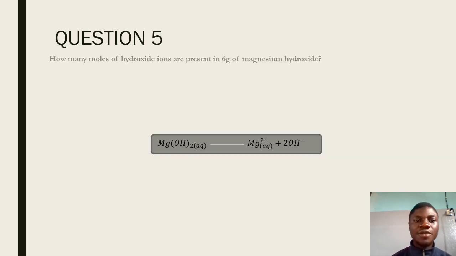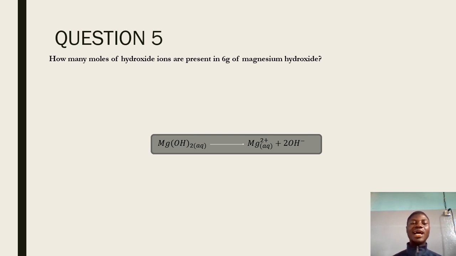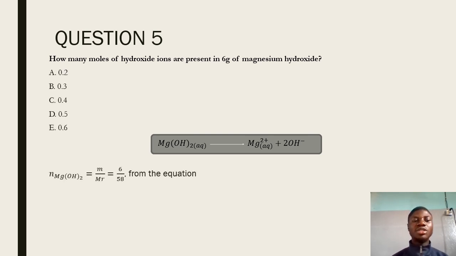We move to question 5. Question 5 says, how many moles of hydroxide ions are present in 6 grams of magnesium hydroxide? Now, the first thing for us to answer this question is writing the chemical formula of magnesium hydroxide and how it is going to dissociate to give magnesium ions and hydroxide ions. From the equation, 1 mole of magnesium hydroxide is going to give 2 moles of hydroxide ions. It therefore implies that if we're supposed to undergo calculations, the first thing we're going to calculate is the number of moles of magnesium hydroxide, which is going to be the mass over the molar mass. The mass is 6 grams and the molar mass is 58. Doing this, we're going to have the number of moles.